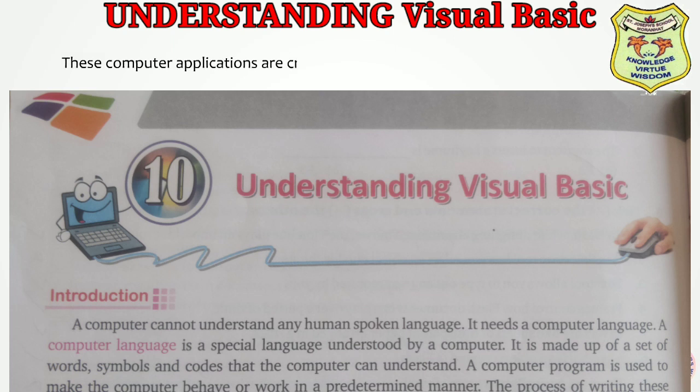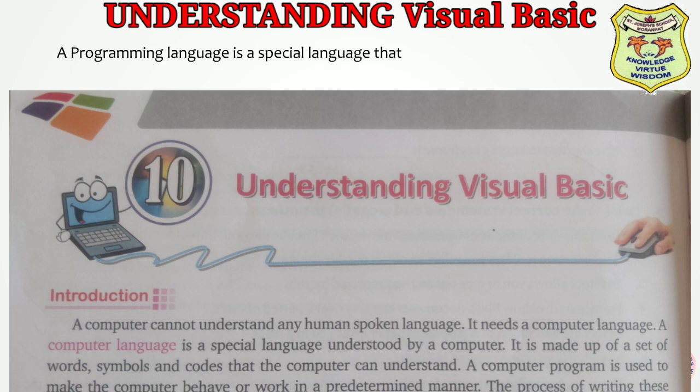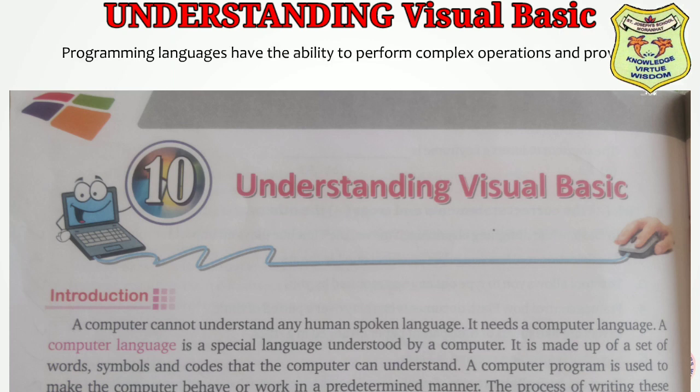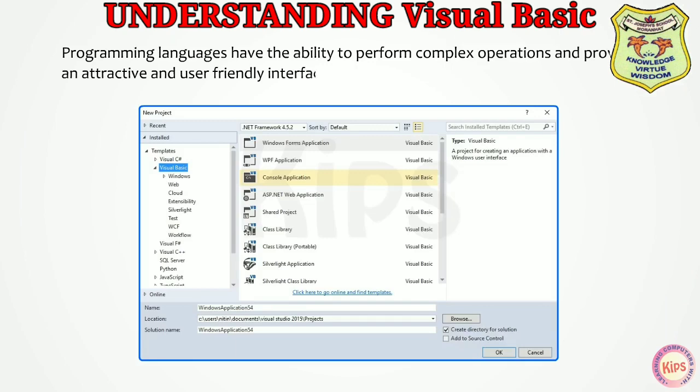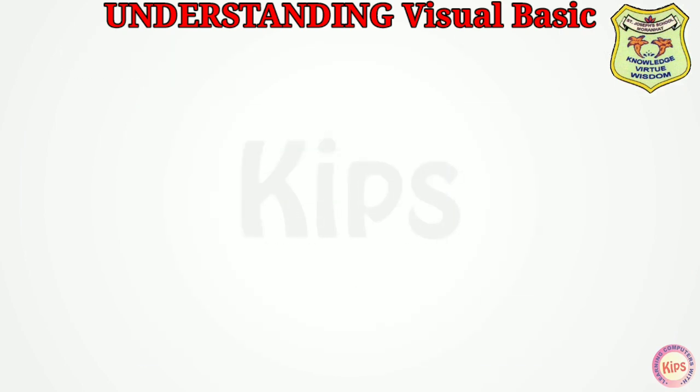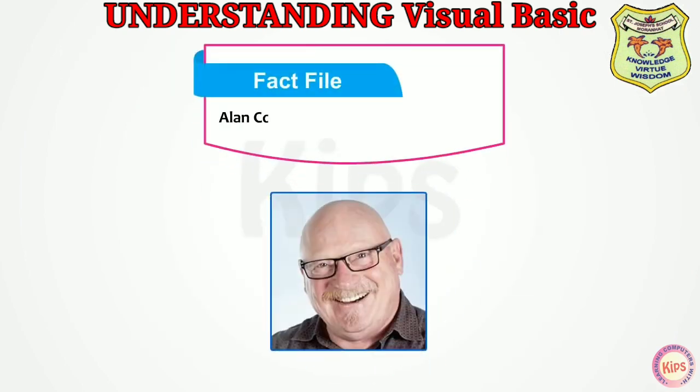Computer applications are created by using different programming languages. A programming language is a special language that programmers use to communicate with a computer. Programming languages have the ability to perform complex operations and provide an attractive and user-friendly interface to work upon. Let's know the fact. Alan Cooper is widely recognized as the father of Visual Basic.